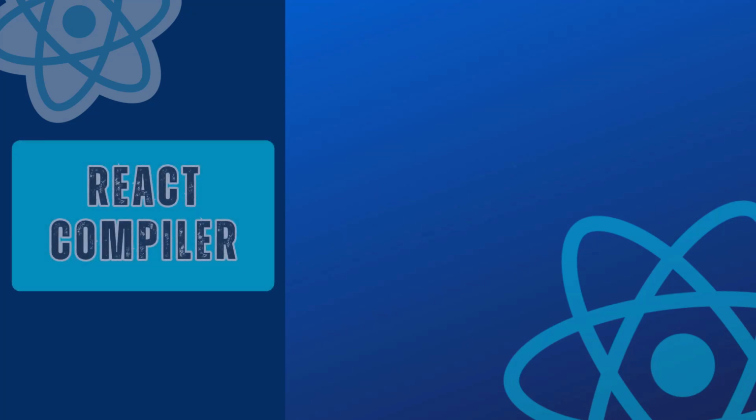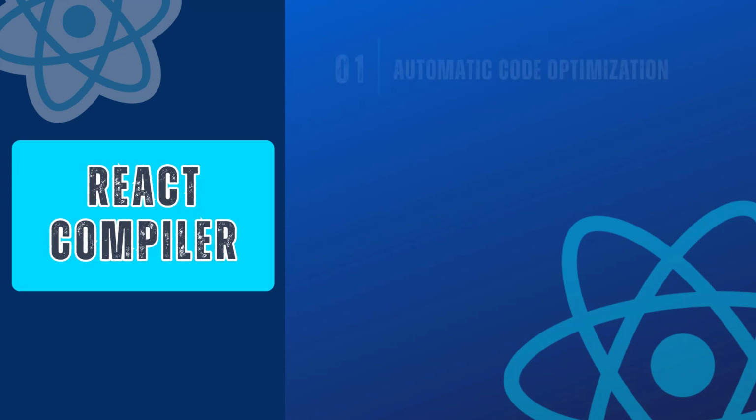Let's dive deeper into each feature and see how React 19 is going to make our lives as developers so much easier. First up, we have the new React compiler. This is a game changer for performance. The new React compiler automatically optimizes your code during the build process.